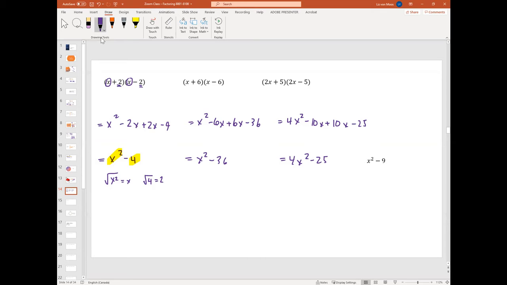So if I take x squared minus 9 and I want to this time write the original, what is the factored form of x squared minus 9? X minus 3 into x plus 3. Yeah, the square root of x squared is x. So the first term will be x in both binomials. The square root of 9 is 3. One gets a plus, one gets a minus.